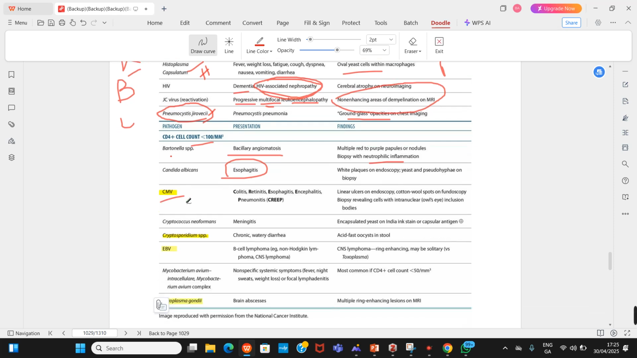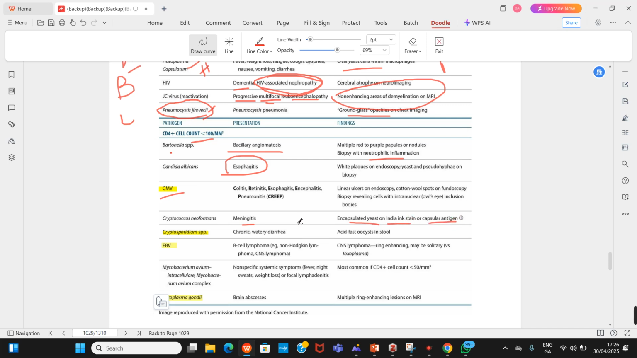CMV, you can only see it in someone with CD4 less than 100. It has to be less than 100. And you are going to see colitis, retinitis, esophagitis, encephalitis, pneumonitis. We are going to talk about that one too shortly. Then Cryptococcus neoformans meningitis, an encapsulated organism, is going to be very thick. And we know the way it appears on India ink. Please, let's check it again to see.